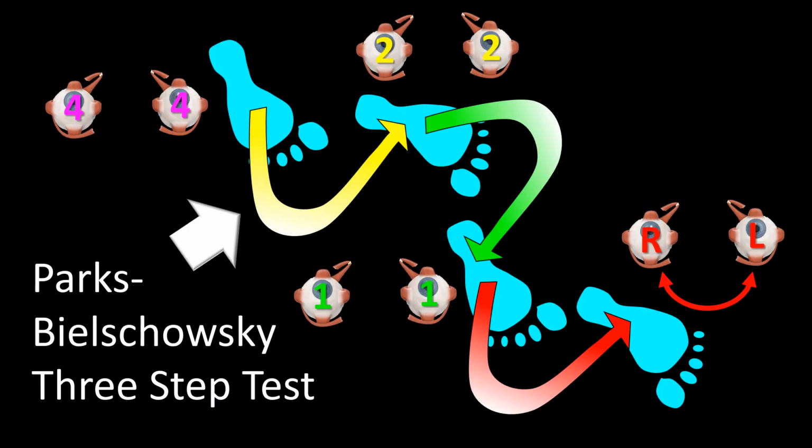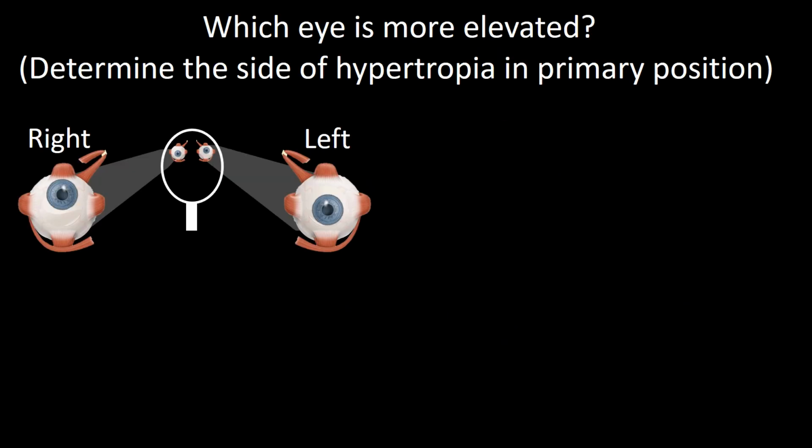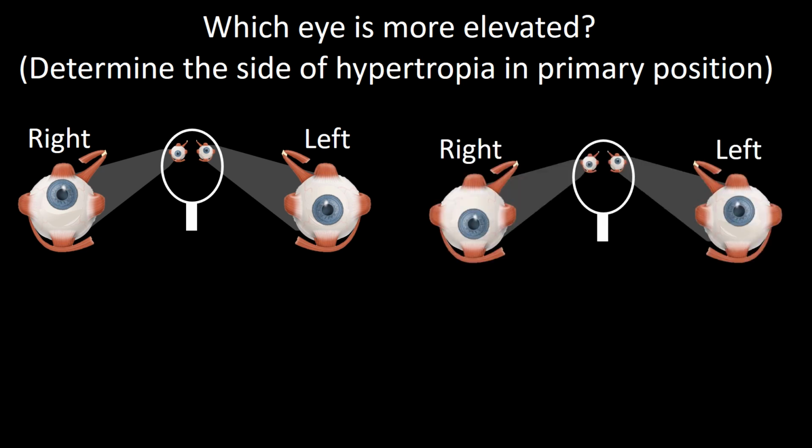As you recall, the first step in the PB three-step test consists of observing the eyes in primary position, and what this accomplishes is to decrease the number of possible underactive muscles from 4 to 2 muscles in each eye. In this frame, on the right side, I have represented a patient with a hyper-deviated right eye compared to the left, or simply stated with right eye hypertropia. And on the other side, a patient with left hypertropia.